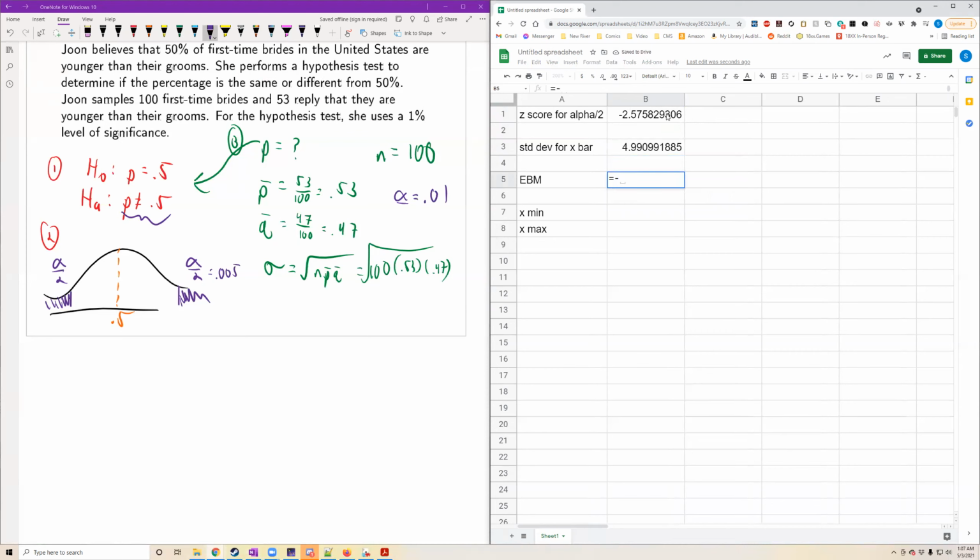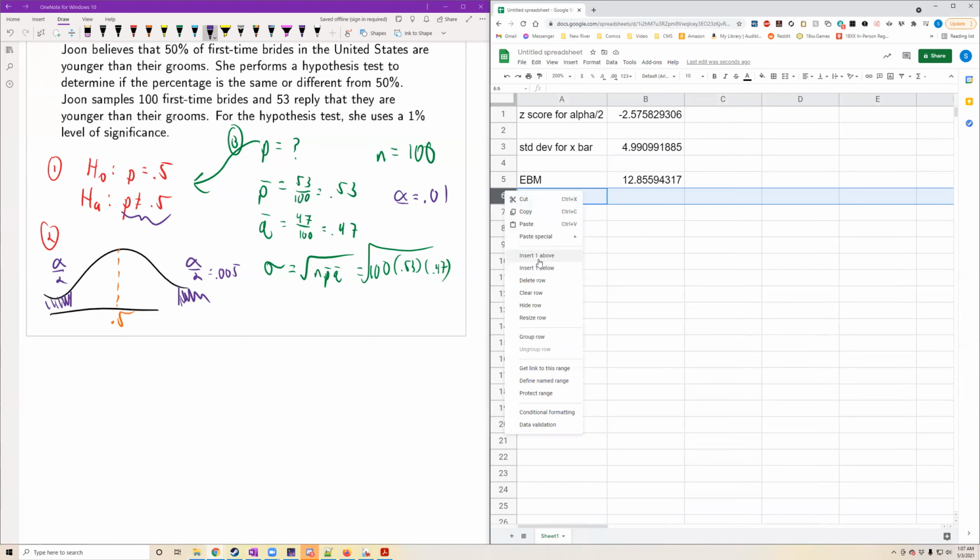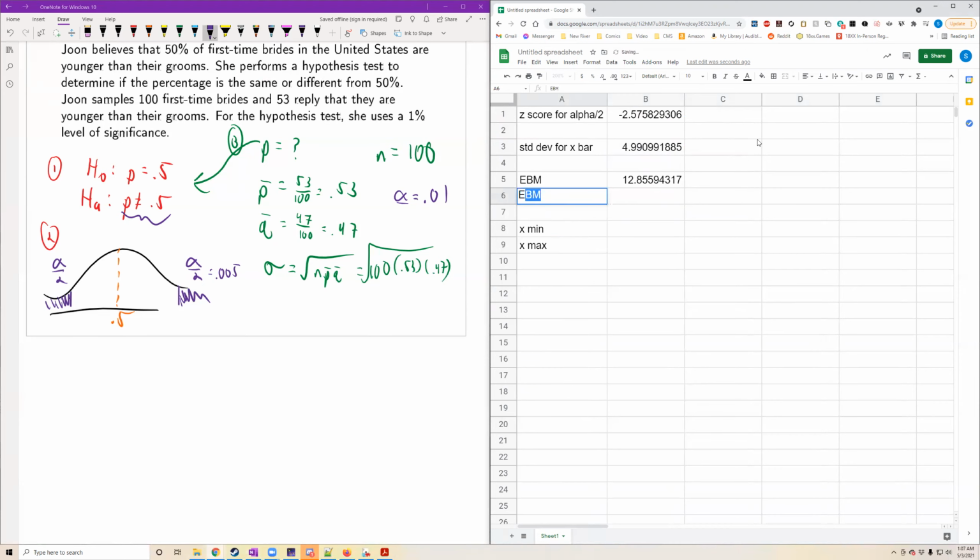EBM, we will multiply these two, accounting for the negative. And then we will add and subtract this from the mean. Remember, we need an extra step where we're going to do EBM for our proportion, where we take this number and divide by the sample size. Because we don't want an error for samples of 100, but we want an error on the proportion. So our x min will be the 0.5 minus this, and the x max will be the 0.5 plus this.